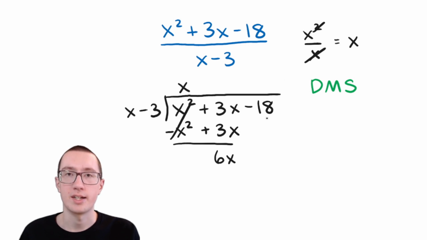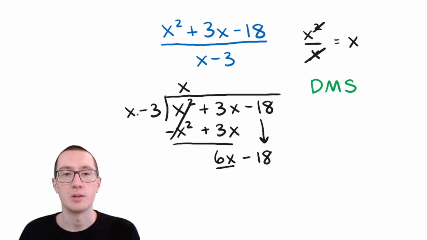Now we're going to bring down, which in elementary school was just bringing down another digit. In this case, it's bringing down another term, another part of this. So we're going to bring down the minus 18, and do it again. We divide this first part by this first part. The x's cancel out, and we just have 6. So we're going to put plus 6.